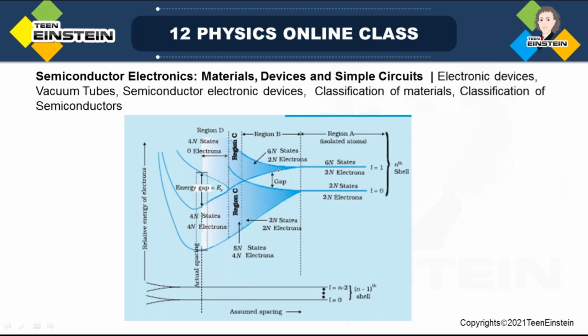Depending on this band structure, we can classify materials as conductor, semiconductor, and insulator, etc. These things we will learn in detail in the next class, because there are many detailed points which I'll discuss next class. I'll stop here for today.